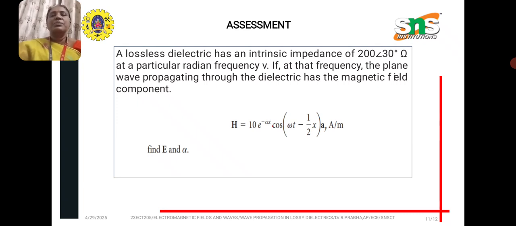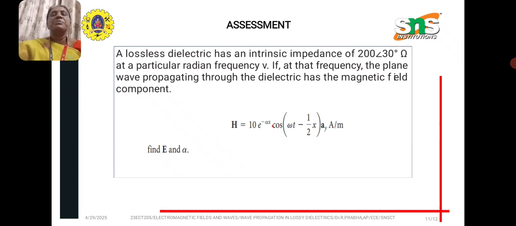And now the assessment question. In the assessment question, a problem is given. A lossless dielectric has an intrinsic impedance of 230 ohms at a particular radian frequency, and at that frequency the plane wave propagating through the dielectric has the magnetic field component H equal to 10 e power minus alpha z cos(omega t minus 1 by 2 x) ay amperes per meter. They are asked to find the value of the electric field and also the attenuation constant alpha.